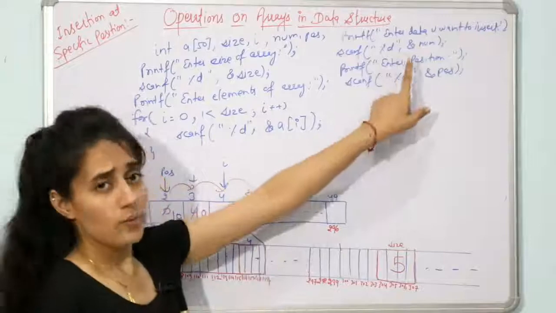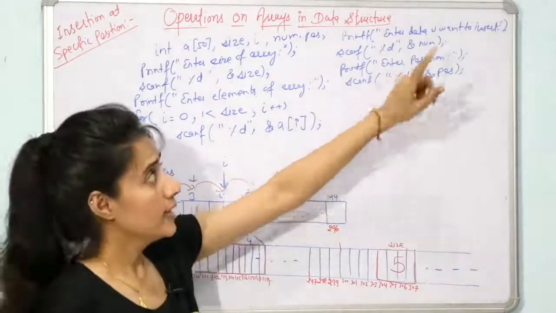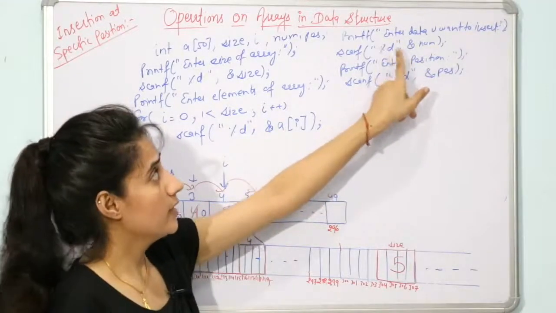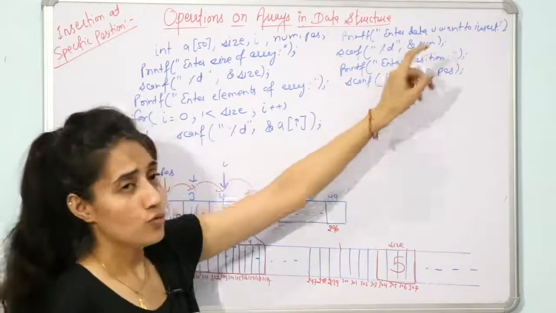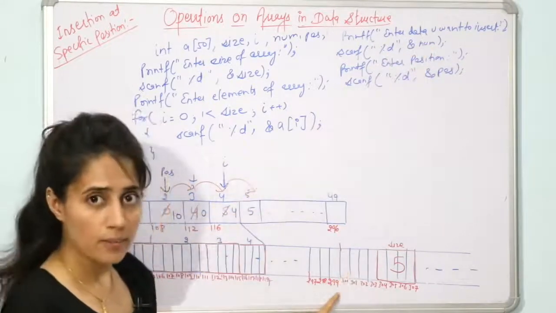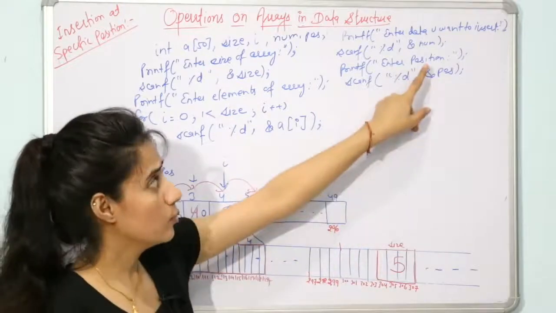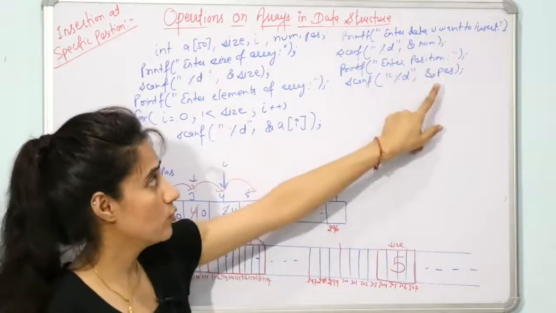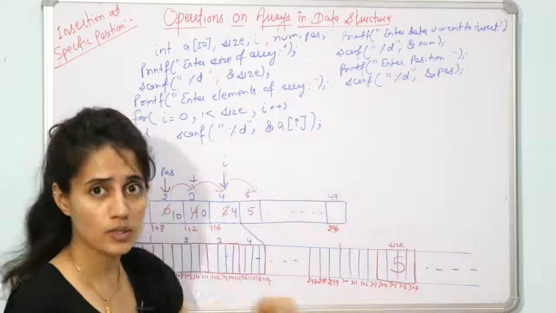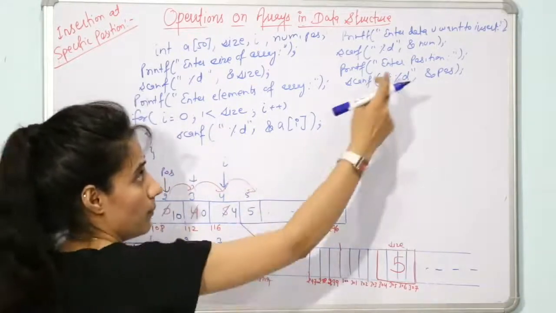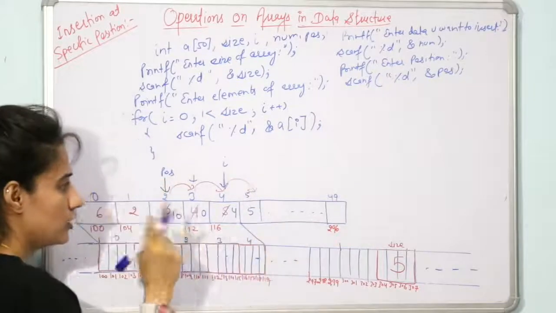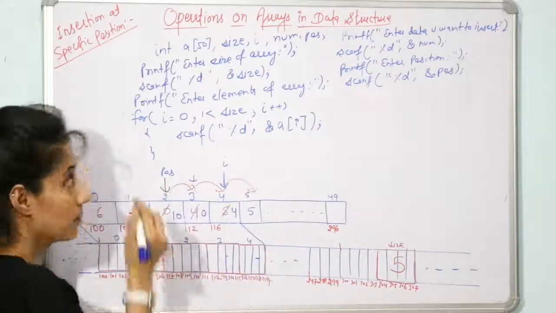So these two more inputs you will take from the user. Enter the data you want to insert, that is scanf %d address of num. Fine. For num also 4 bytes is to be allocated in the memory, and enter the position at which you want to insert, and for position also 4 bytes is to be allocated in the memory. Now you have the number also, you have the position also. Suppose number is 10 and position is 3.